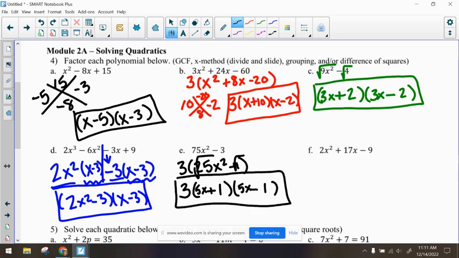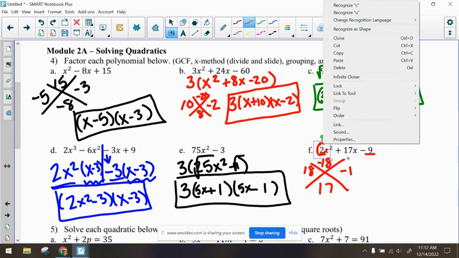The concept of taking out a big GCF is something that you have to check for every single problem that you do, no matter what type of factoring you're doing. Letter F, there is no big GCF, so I'm going to go ahead and go right into X method, but don't forget we have to multiply our A and our C values together to give us -18. So I'm looking for 2 numbers that multiply to be -18 that add to be 17. Those numbers are 18 and -1.